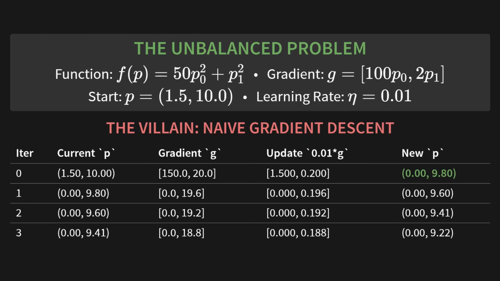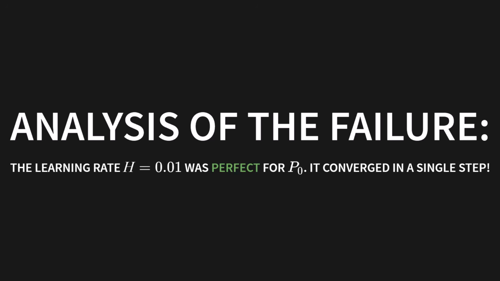We start at p equals 1.5, 10.0. In iteration 0, the gradient is 150 for the first parameter and 20 for the second. The update for p0 is 1.5, so our new p0 is 1.5 minus 1.5, which is 0. It converged in one step. Perfect. But look at p1. Its update is only 0.2, so it goes from 10 to 9.8, then to 9.6, then 9.4, then 9.2. This is just painful.